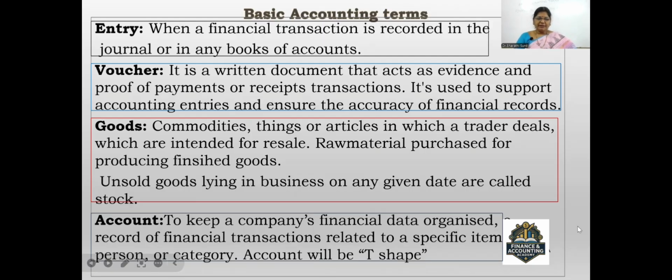Next, account. What is account? All the financial transactions, whatever we are doing in our business, all those financial data we will put in an organized manner. That means we are recording all financial transactions in the form of account. That account can be in the person's name or in the bank's name or in the firm's name. So whatever accounts we are preparing, we prepare those accounts in T shape. That I will explain to you in the coming terms.